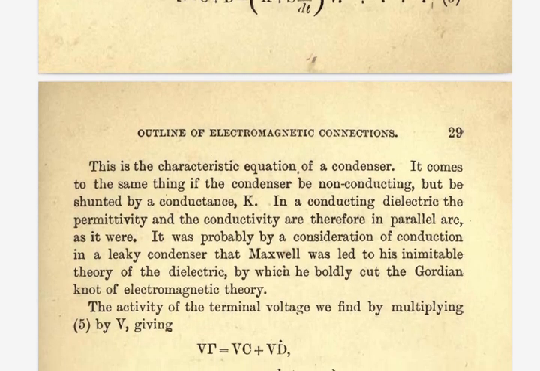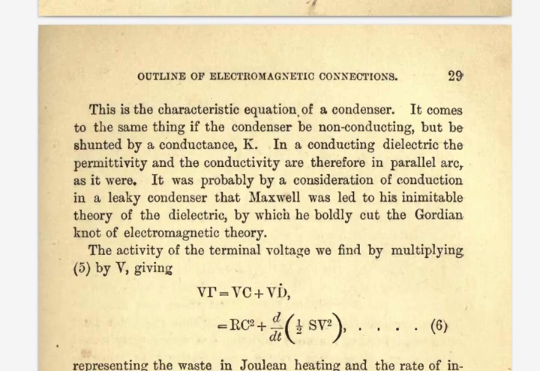This is the characteristic equation of a condenser. It comes to the same thing if the condenser be non-conducting, but be shunted by a conductance K. In a conducting dielectric the permittivity and the conductivity are therefore in parallel arc, as it were.